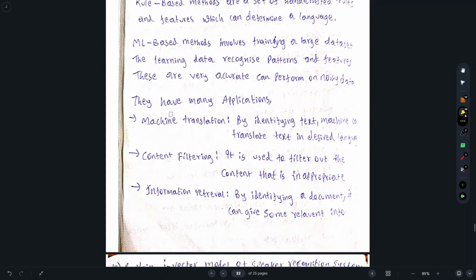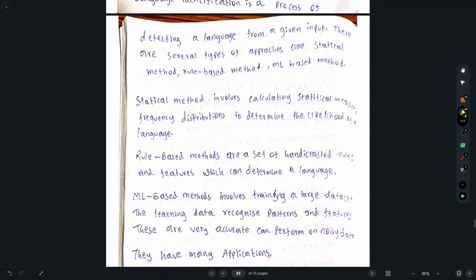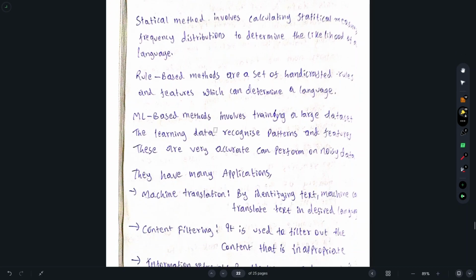So it can be done in 3 ways: statistical method, rule based method, ML based method. Statistical method depends upon the frequencies on that particular graph, we can just check out which language that is. Rule based methods are based upon linguistic rules, we can find out the language. And the ML based model works on different data sets, recognizes the patterns and finds out the language in which it is performing.